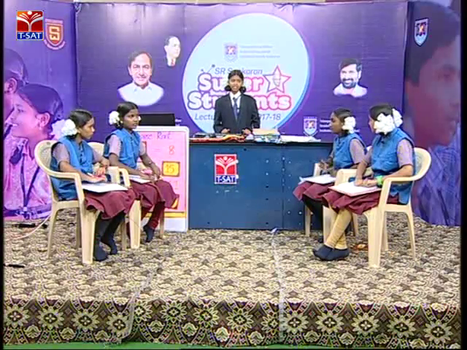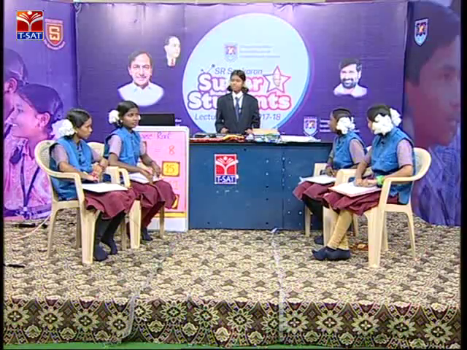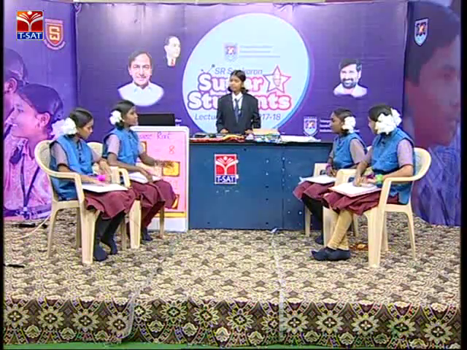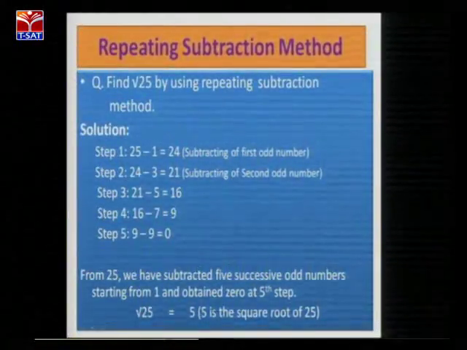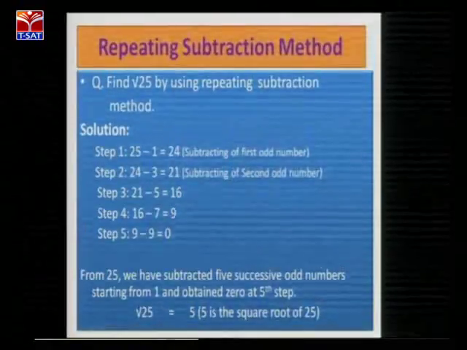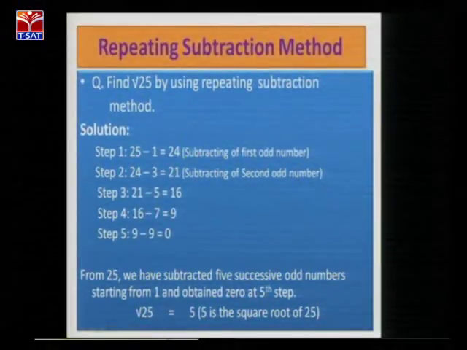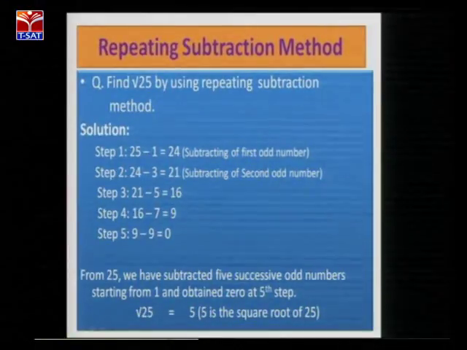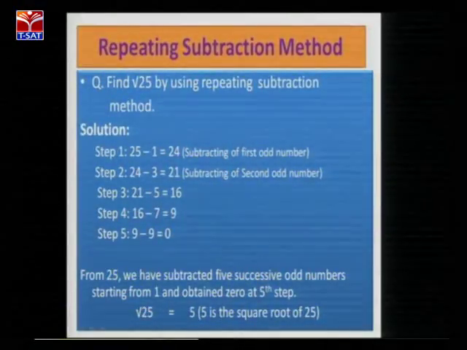Good friend, well done explanation. Shravani, can you tell what is the next step? Okay friend, the next step is 16 minus 7 is equal to 9. Sorry friend, the next step is 9 minus 9 is equal to 0. Friends, from 25, we subtracted the 5 successive odd numbers starting from 1 to obtain 0 at the 5th step. So the square root of 25 is equal to 5. Friends, have you understood? Yes friend.